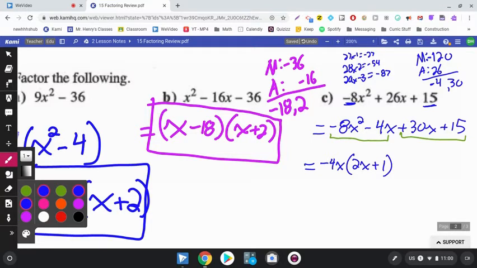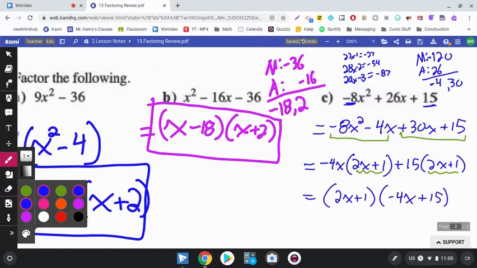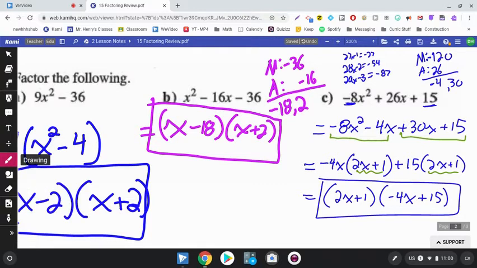In the next group, 30x plus 15, I could factor out a positive 15, and you get left with 2x plus 1. And the decomp worked, because my term in the brackets is the same. That is now my GCF. I can pull that out. 2x plus 1, and I get left with negative 4x plus 15. Fantastic. Two factors. 2x plus 1 would be one of your factors. Negative 4x plus 15 would be one of your factors. Those two things multiply together to get this. Okay, so there you go. There's A, B, and C.